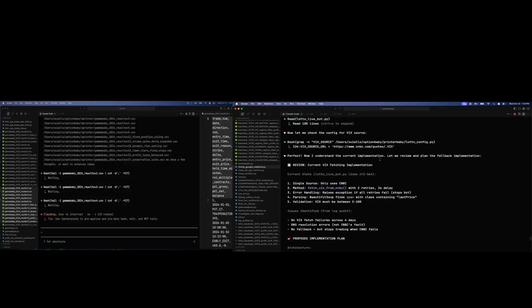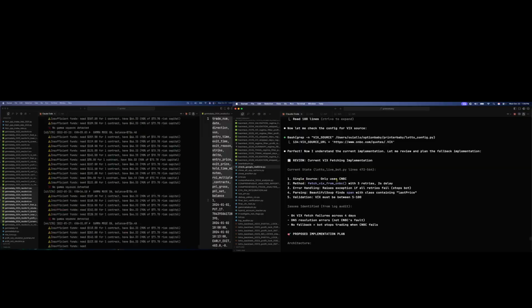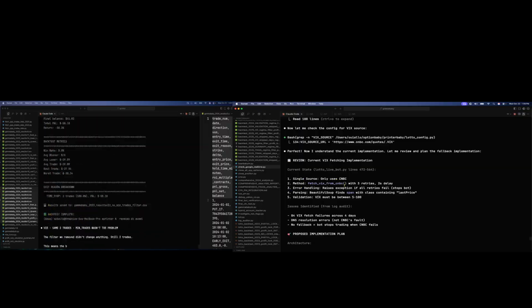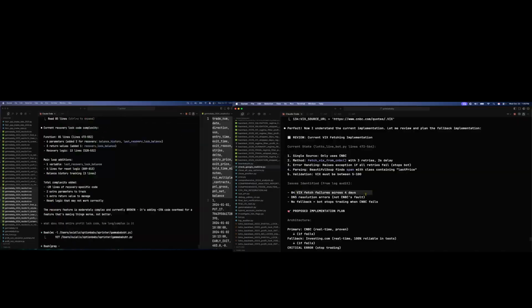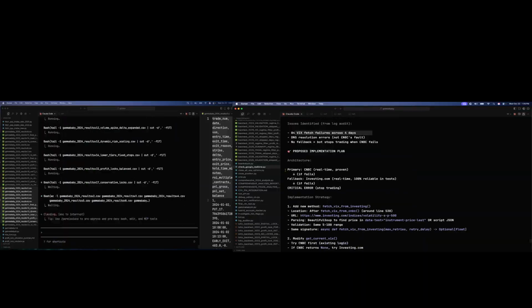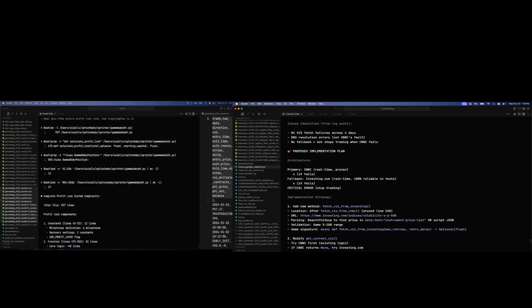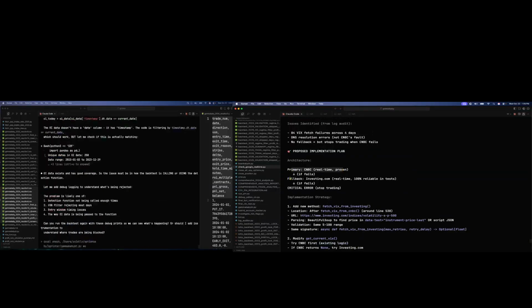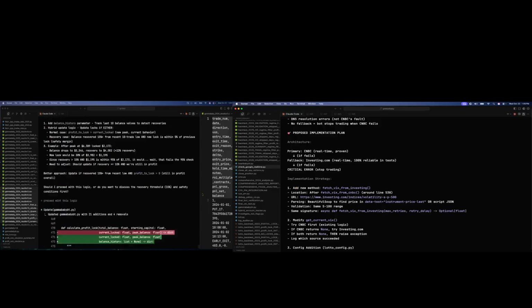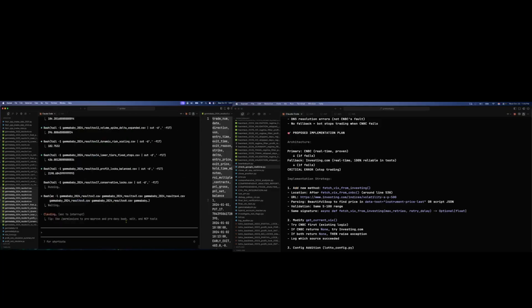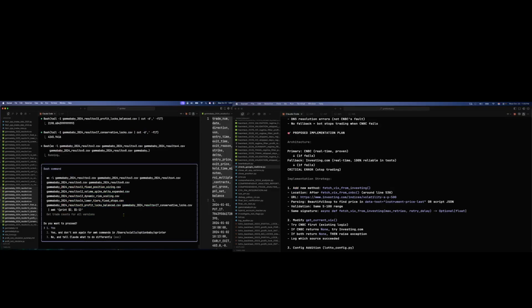Perfect. Now I understand the current implementation. Let me review the plan and the fallback implementation. Single source method. It retries two with two delays. Identify source 84 fixed across 4 days. DNL fetching. So we have this. If it fails, it goes to perfect and then critical. Add a new method. All right, I get it, bro. You are like spazzing out right now.